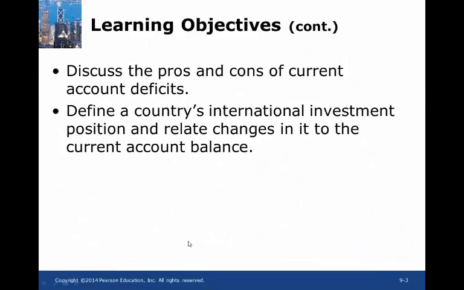And at the end of the chapter, we're going to look at some of the pros and cons of having a current account deficit, which is what the United States has been doing for quite a while. And finally, we're going to look at a country's international investment position and relate it to the current account balance. So the international investment position is basically if we take all the domestic assets owned by foreigners and subtract it from all of the foreign assets owned by domestic residents of a home country. And what are we left with? So we are going to relate that idea to the current account balance.